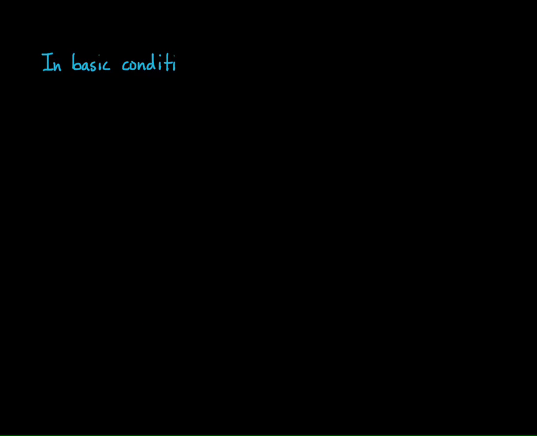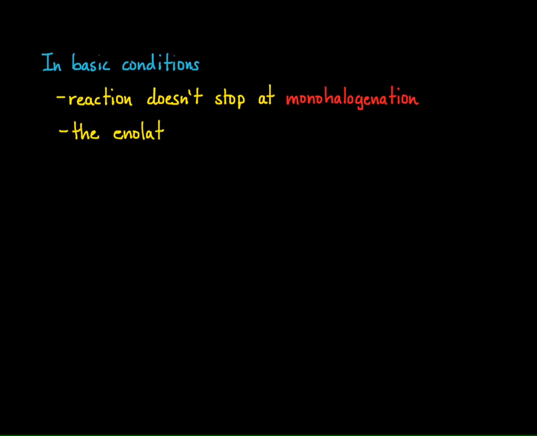Now, in basic conditions, we're actually going to see something very different. And that is that the reaction doesn't stop at monohalogenation. And also keep in mind that in basic conditions, you're not just forming the enol, you're actually forming the enolate, right? Again, we can think about the mechanism of this reaction.